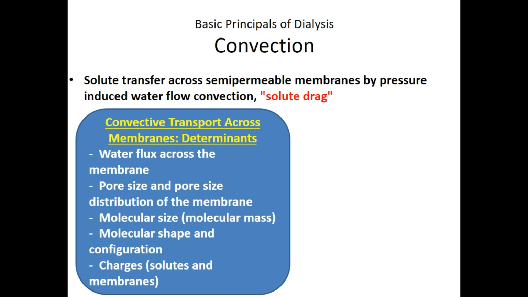Solid transfer across the semi-permeable membrane by pressure makes solid drag, and convection transport across the membrane has many determinants. Water flux across the membrane: more water flux, more dragging of the solids and more convection. Pore size of the membrane: bigger pore size, more molecule removal. Molecular size: bigger molecules, movement is less, as well sometimes in solid charges.